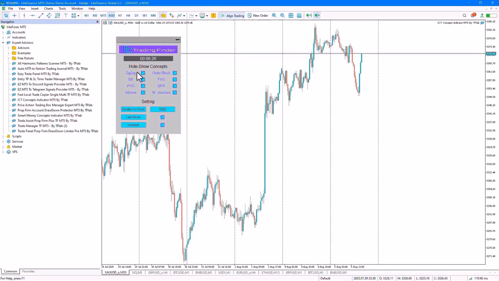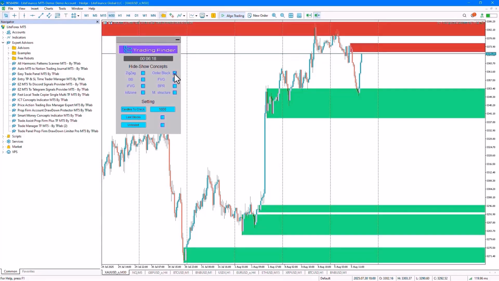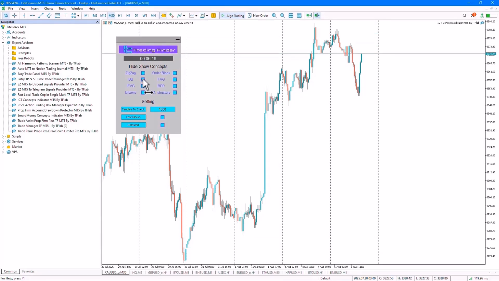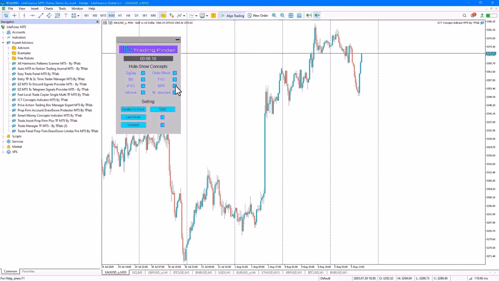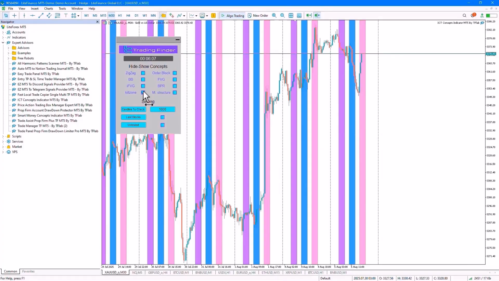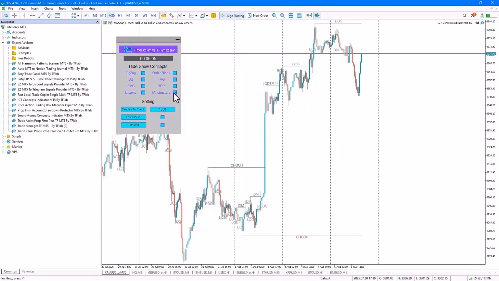In the panel, we can enable or disable various features such as displaying zigzag lines, order block zones, break block zones, FBG, iFVG, BPR, Killzone, and market structure.